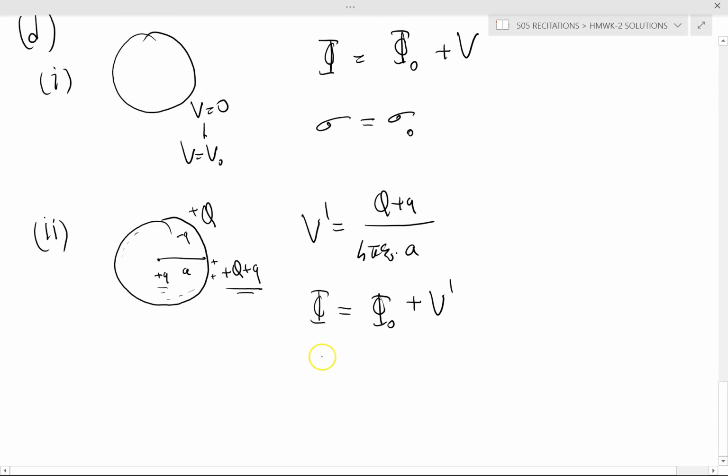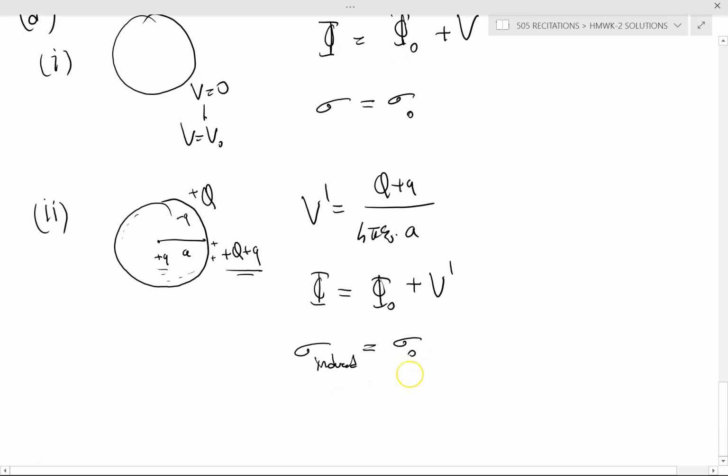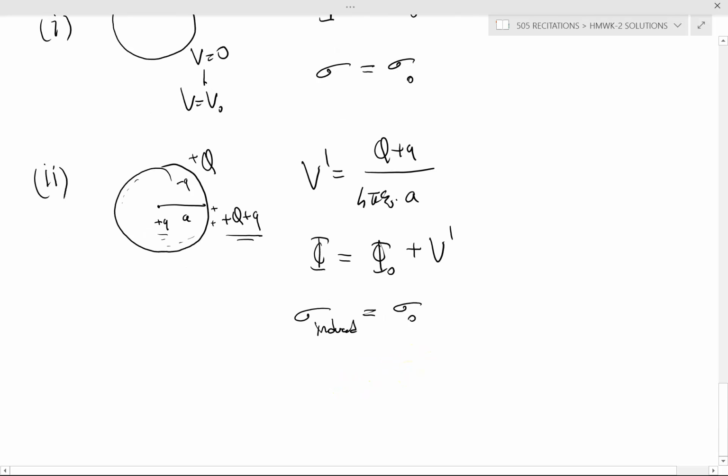And the induced charge density will be the same as in the previous case, but of course the total charge density will differ. The total charge density at the outer surface will be shifted by Q divided by 4 pi A squared. That was my purpose. Okay. Sigma outside plus Q over 4 pi A squared.